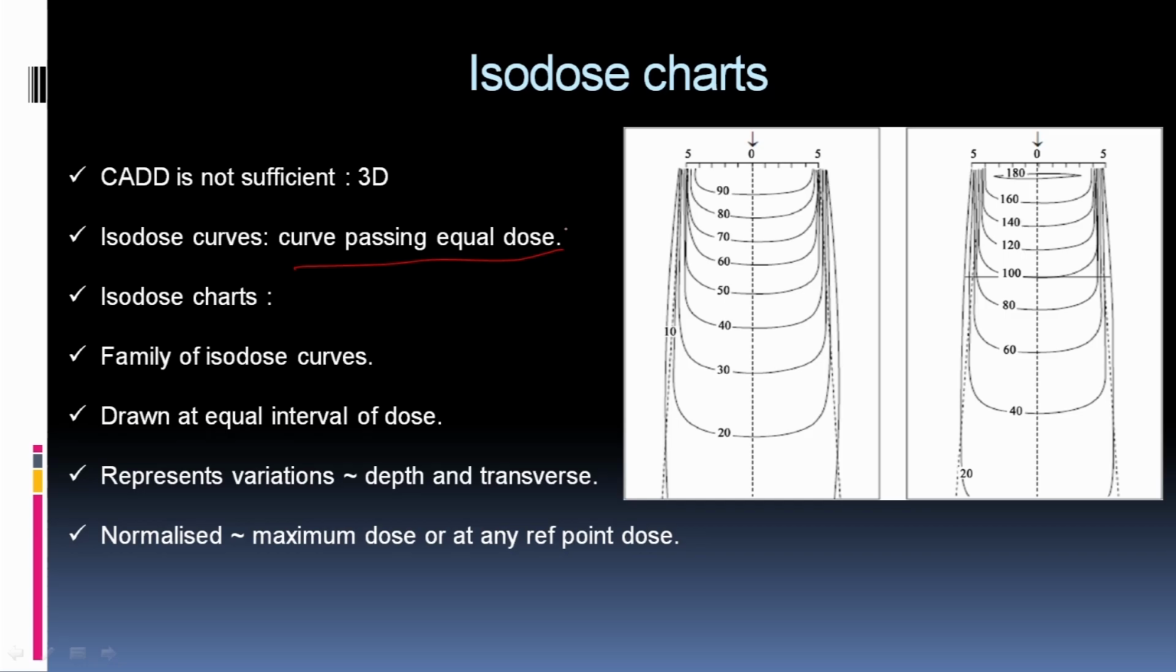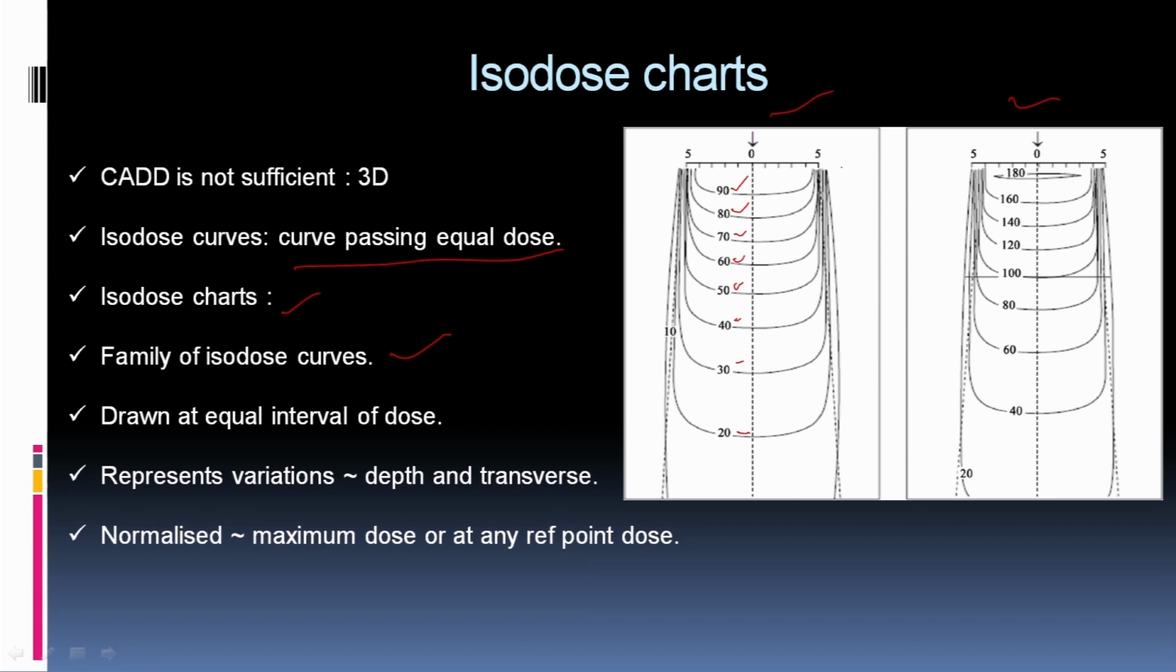Now, we have isodose charts. They are the family of isodose curves. Here we can see there are two types of charts. They are a family of isodose curves and they are drawn at equal intervals of the dose. Here you can see there are two types of curve. One is 90, 80, 70, 60, 50, 40, 30 and 20. These are equal intervals of dose.